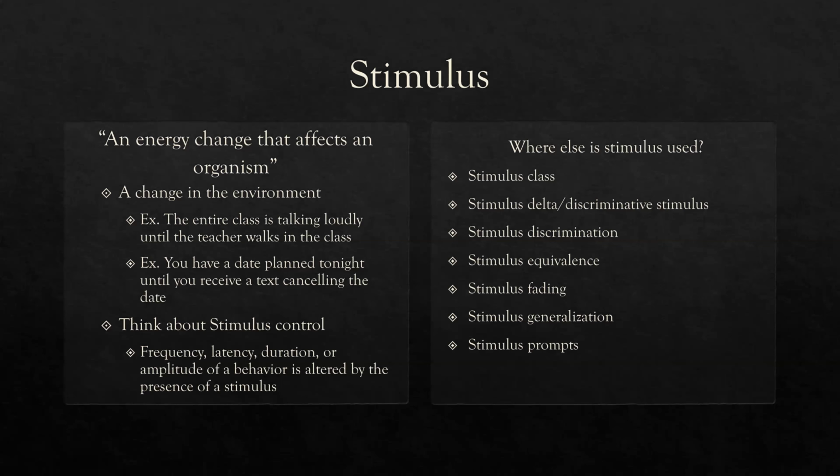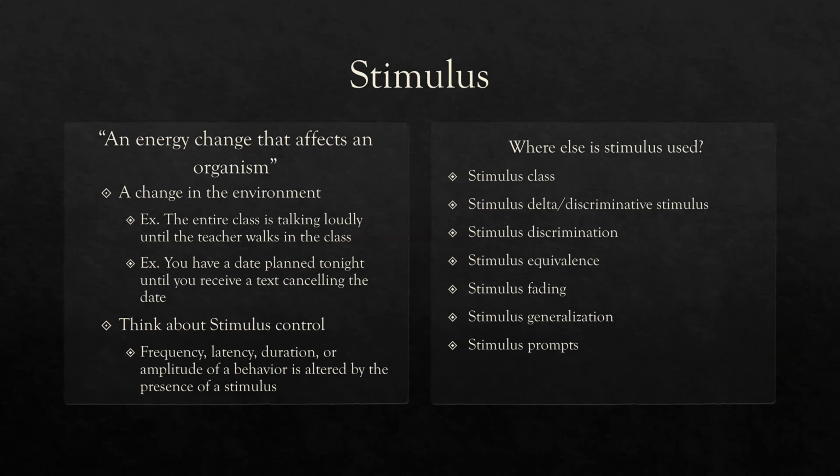Libraries. What kind of behavior does a library evoke? Talk quietly, be respectful of other people's spaces. We might wear headphones. We're just generally very polite and buttoned up, right? That library and all of the things inside the library, the smells and the books and the sounds, have stimulus control over certain behaviors. So as you can see, stimulus and stimuli are incredibly important in ABA.